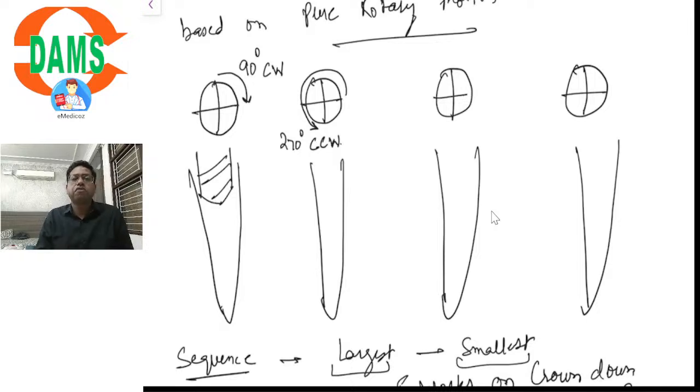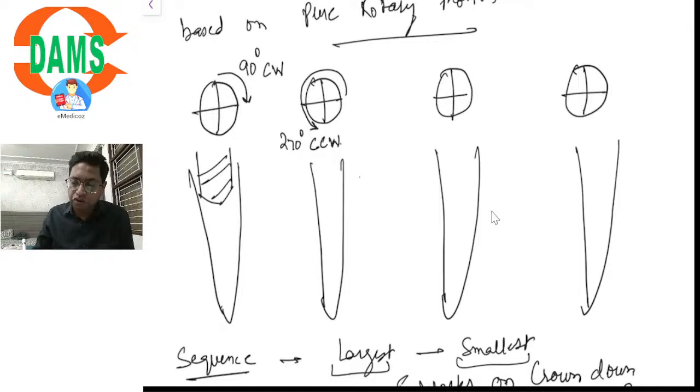counterclockwise or anti-clockwise. Okay, so if I take a screw and rotate it clockwise, it goes inside. If I rotate the screw counterclockwise, it has a tendency to come out, isn't it? Similar is the tendency of the file. When you rotate it 270 degrees counterclockwise, the file would tend to come out from the root canal from its depths of insertion. You have to prevent the file from coming out.